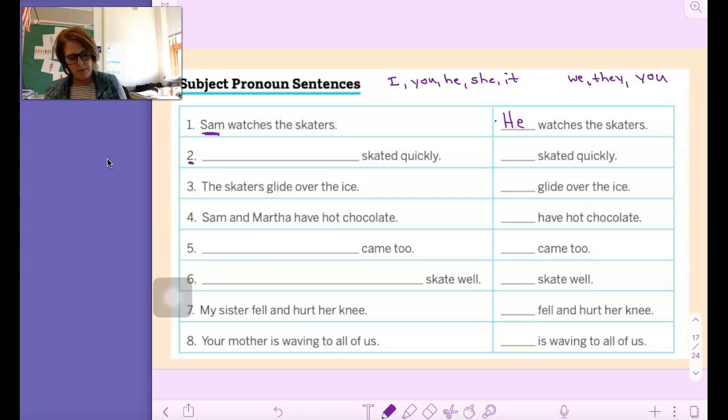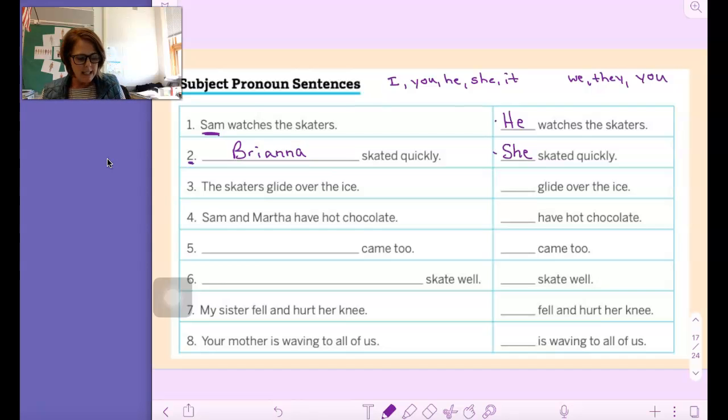Number 2, blank skated quickly. Let's fill in a name. Brianna skated quickly. So here, the subject pronoun we're going to put in is she skated quickly. Try to think about these before I write the answers.